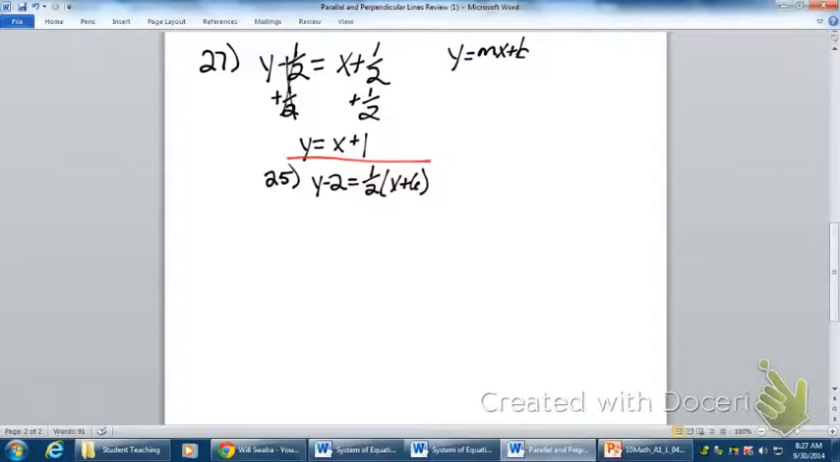Okay, number 25. Now, first thing you should do is what? Go ahead and distribute this. Okay? 1/2 times x is going to be 1/2 x. 1/2 times 3 is going to give me 3. Okay? Now, remember, we're going into slope-intercept form. Solve for y. Get y by itself. If it's being minus by 2, add 2 to both sides.